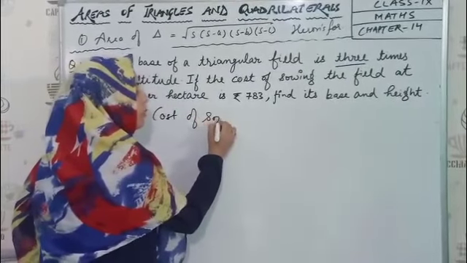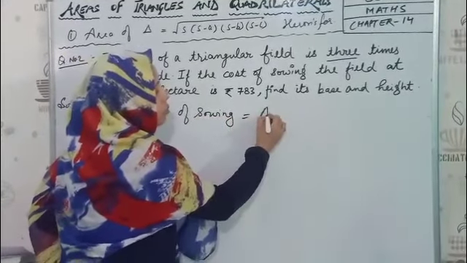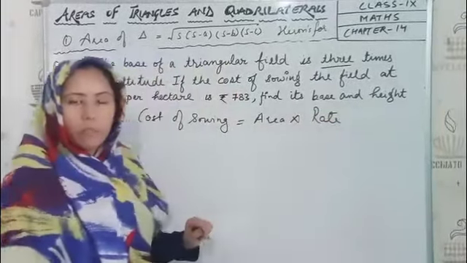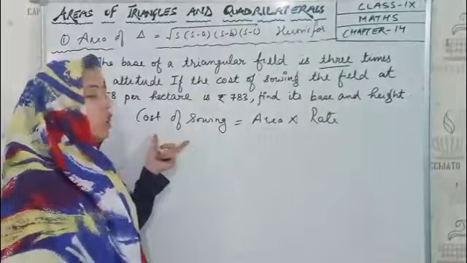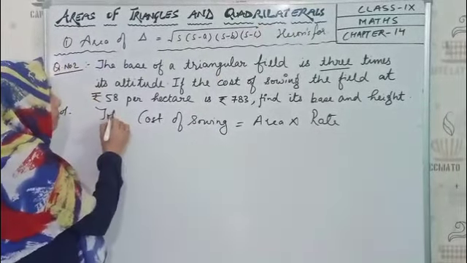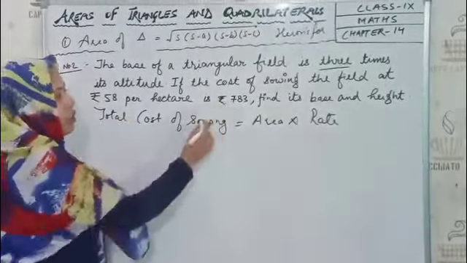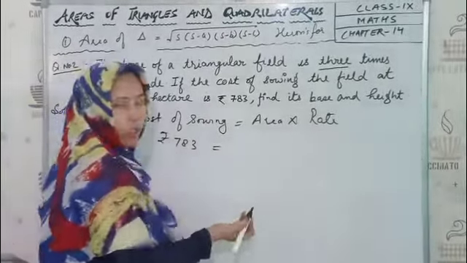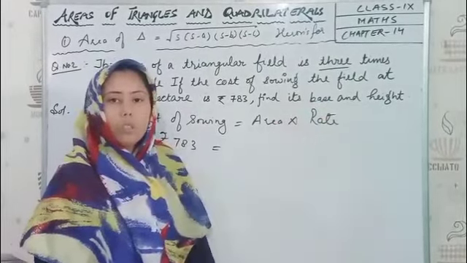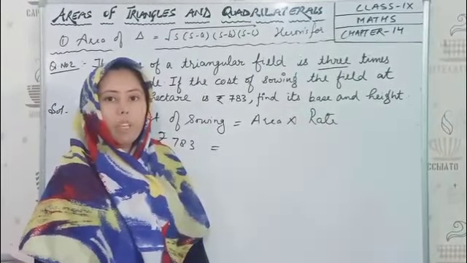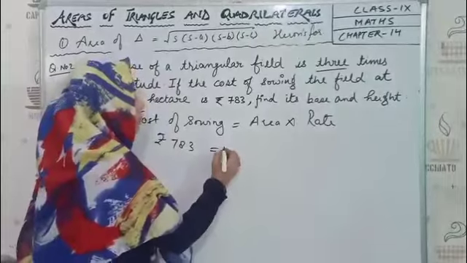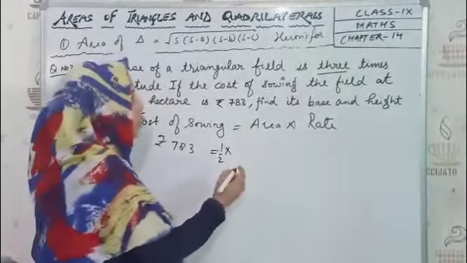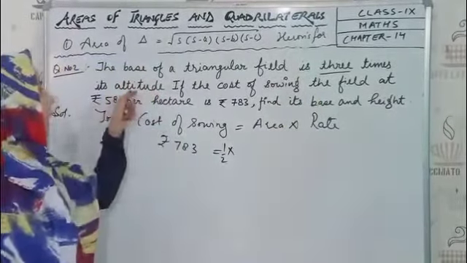Cost of sowing is equal to area into rate per hectare. This is the formula to calculate the total cost. It is equal to rupees 783. Area we don't know. Base or height, which formula do we use? Half base into altitude. Half base and altitude. Neither base nor altitude is given.